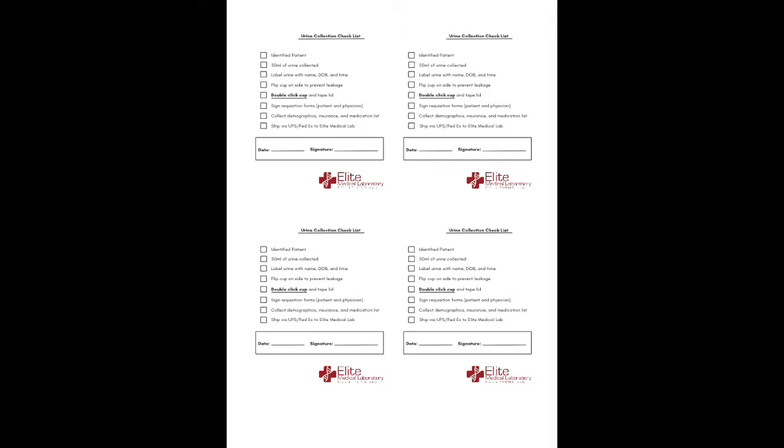Page 28. The urine collection checklist is to be checked off and signed by the medical assistant. This checklist was created to reduce errors in the process. The checklist is to be sent off with every specimen for the first 2 weeks of the collection process.